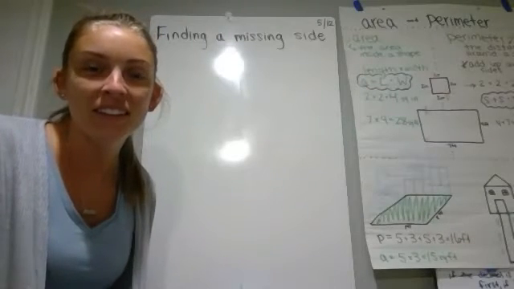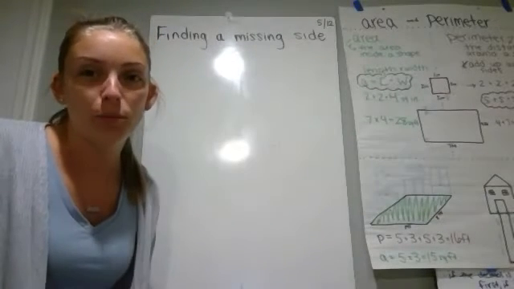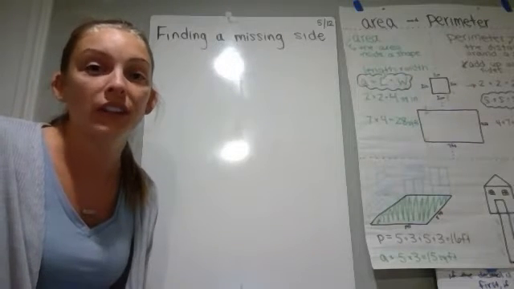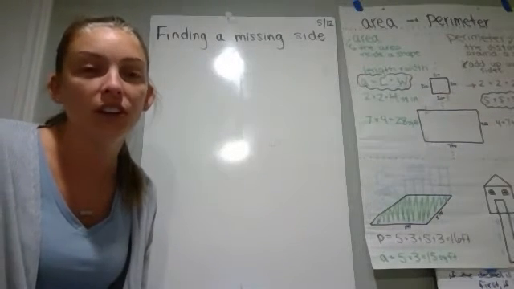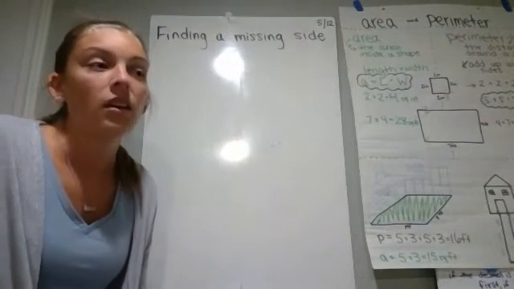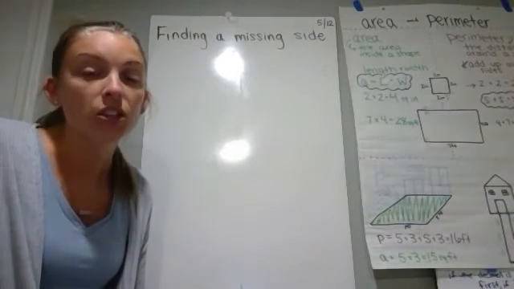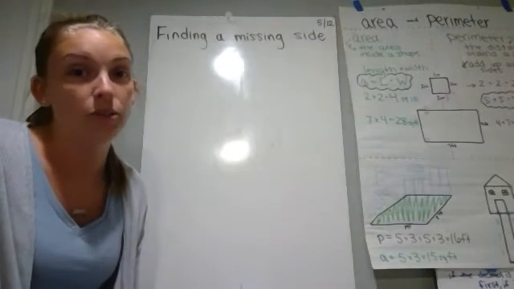Hi everyone. We've been talking about area and perimeter a lot, but sometimes you're going to find out that you're given the area and you need to figure out one of the sides. What we're going to do today is take some notes and do some problems together so you can figure out exactly how to do that.